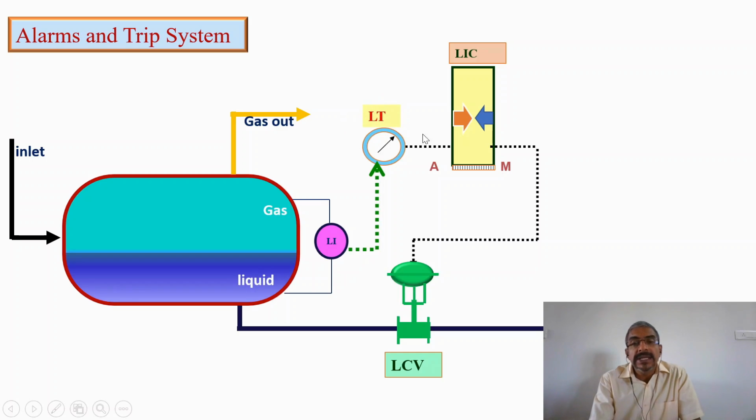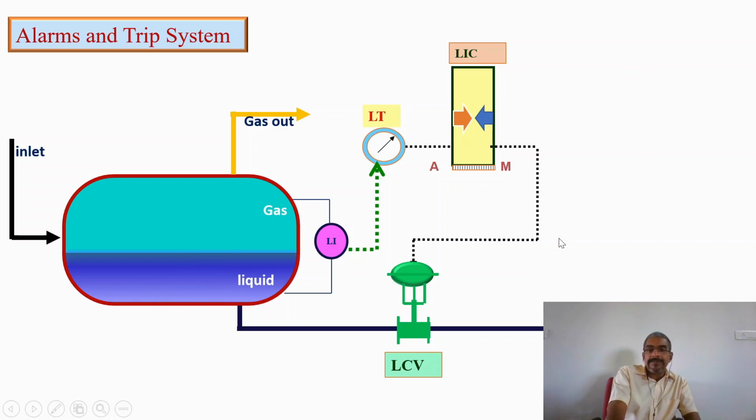So this LT, the level transmitter, is there, and this is coming to the control room representation. So LIC is there in the control room, either in the local panel or in the central control room. LIC is a level indicator controller. That output is here. The set point is there. So that output is going back to the control valve, that is LCV. So this is the basic level control loop controlling our process separator.